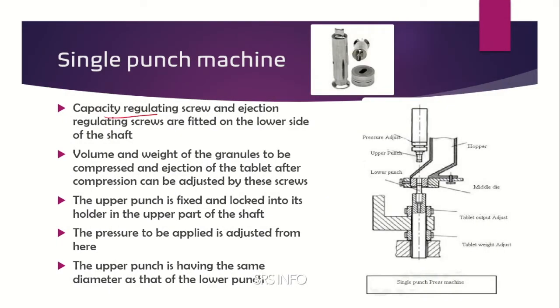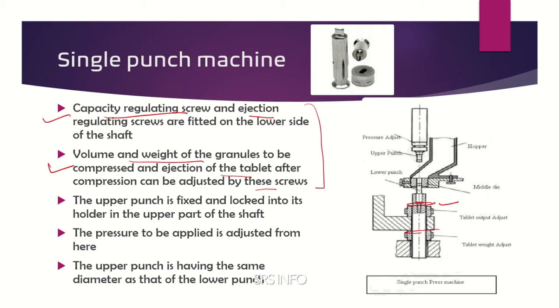Then there is a capacity regulating screw and an ejection regulating screw. These screws are also very important. What is the use of the screws? The volume and weight of the granules to be compressed, and the ejection of the tablet after compression, can be adjusted by these screws. The capacity regulating screw in the lower side adjusts the volume and weight of the granules to be compressed, and the ejection of the tablet is controlled by the ejection regulating screw. This is a very important point.